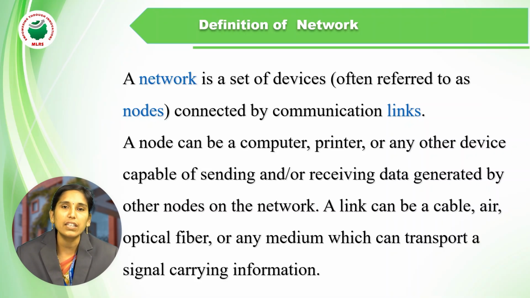So first we will see the definition of a computer network. A network is a set of devices connected by communication links. A set of devices means it may be a computer, a printer, or a mobile phone, etc. And links means the physical path. That means it may be wired or wireless, for example, optical fiber cable and air, etc.